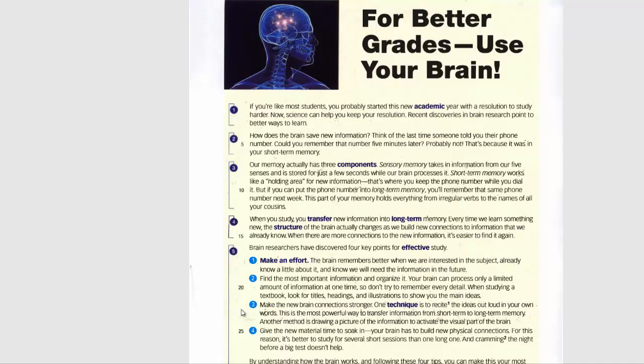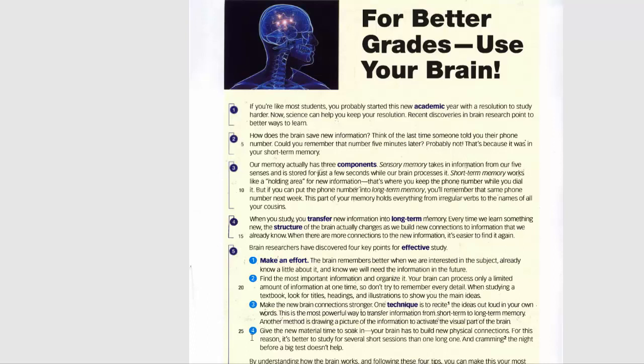Number 3, make the new brain connections stronger. One technique is to recite the ideas out loud in your own words. This is the most powerful way to transfer information from short-term to long-term memory. Another method is drawing a picture of the information to activate the visual part of the brain.